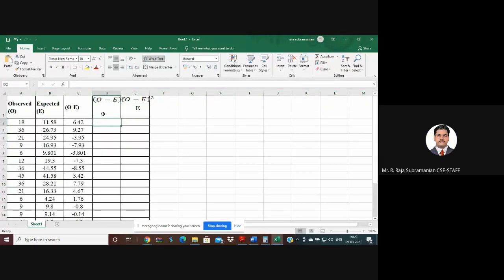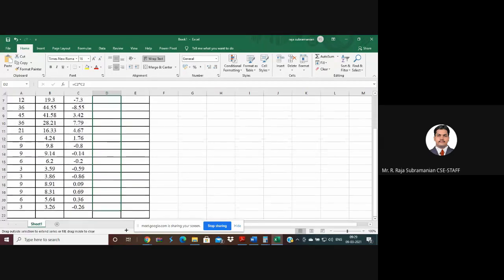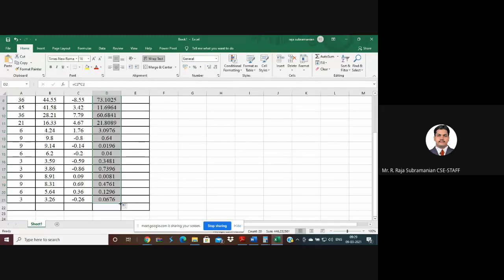Next, I need to take (O minus E) the whole square. So this will be equal to 6.4 into 6.4, that is the whole square. Take that. The similar calculation I follow for the entire table. Yes, the same thing I do.